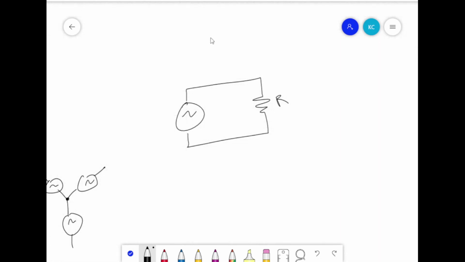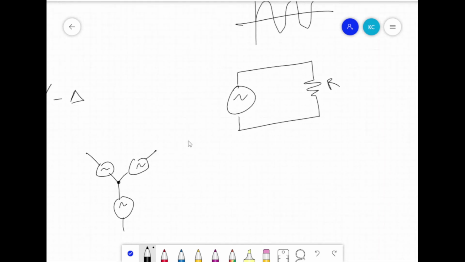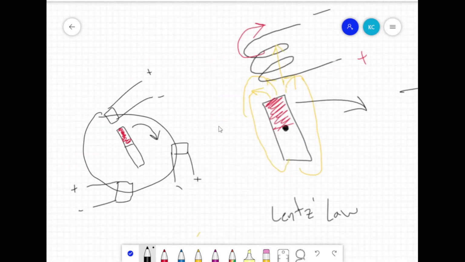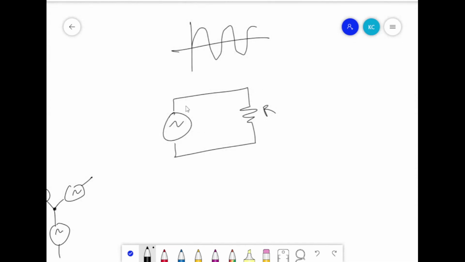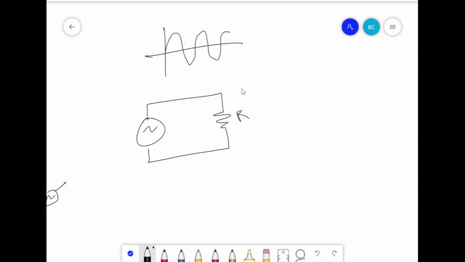So we already kind of know what's going to happen here, right? The potential is going to go like this, about 60 times per second, or however fast this magnet is rotating inside the generator. And so the current is going to go this way for one cycle, and then the other way for another cycle, and it's going to repeat like that, whatever the frequency is.